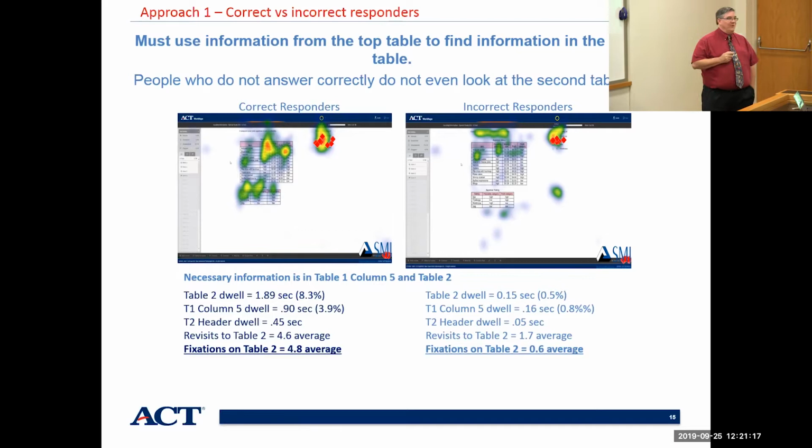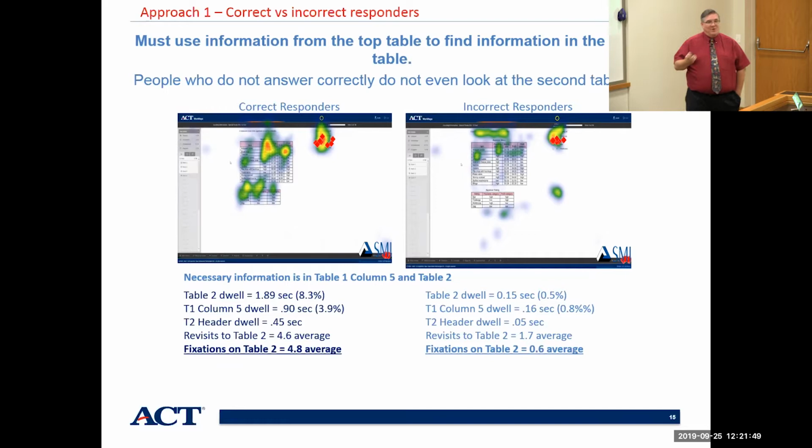You have to find information right here, and then go down to the second graphic right there. Literally, you find what category it is, and then you go down to the other category. And this item tests much more difficult than it should. So what we did was we took a look at the differences between correct and incorrect responders. Now, since you need the lower table to get the right answer, you see that incorrect responders don't even look at the second table. There's something going on here.